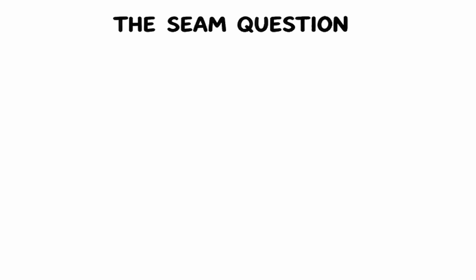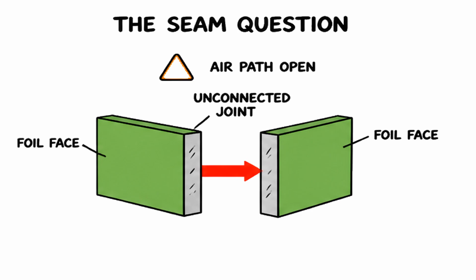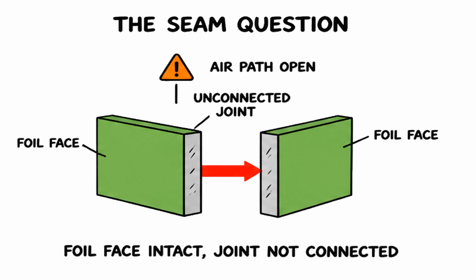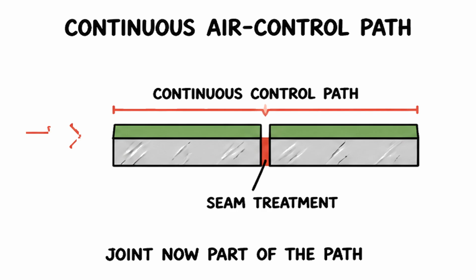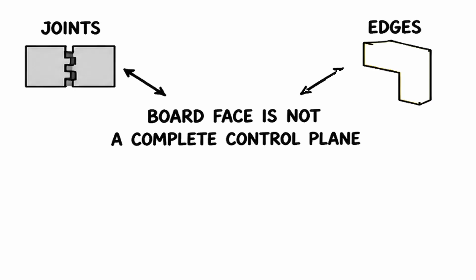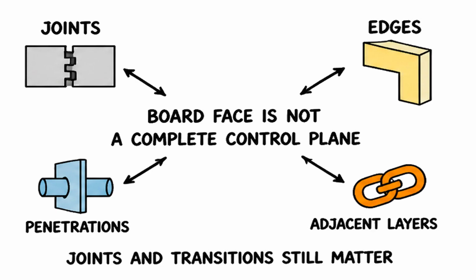Consider the seam question. Two foil-faced boards meet at a vertical joint. If the joint is left unconnected, red airflow can pass through. With a compatible seam treatment concept, the joint becomes part of a continuous air control path across the boards. Still, a board face is not a complete control plane. System performance depends on joints, edges, penetrations, and connections to adjacent layers.